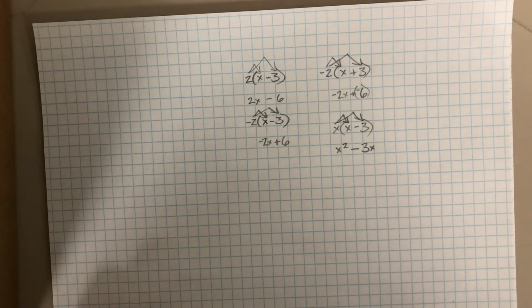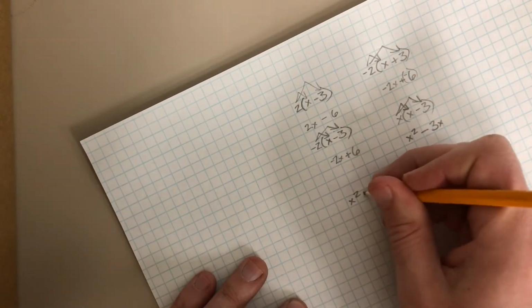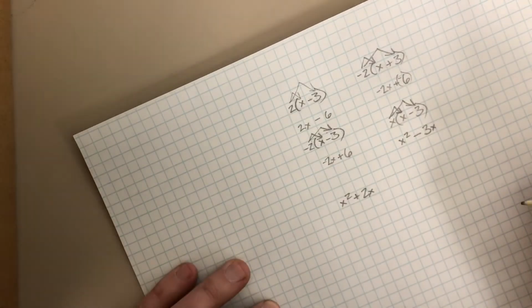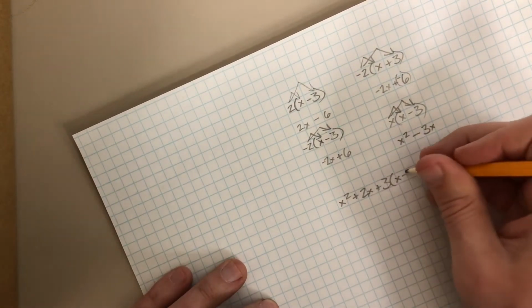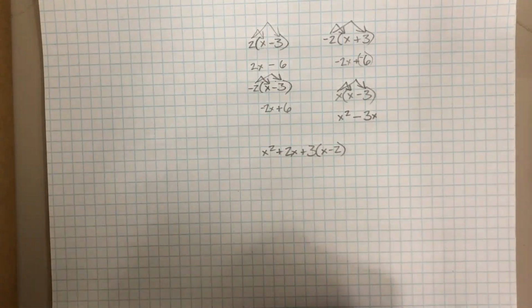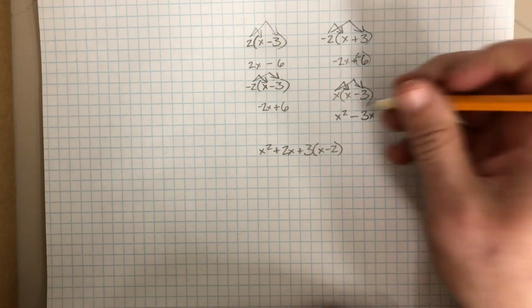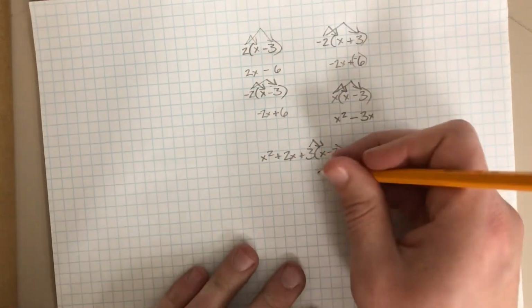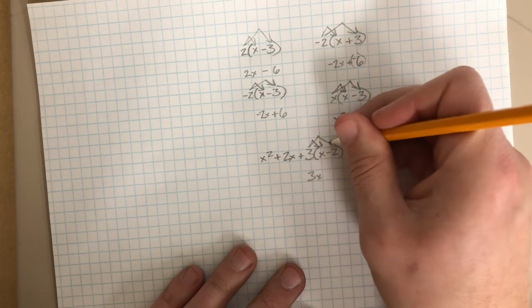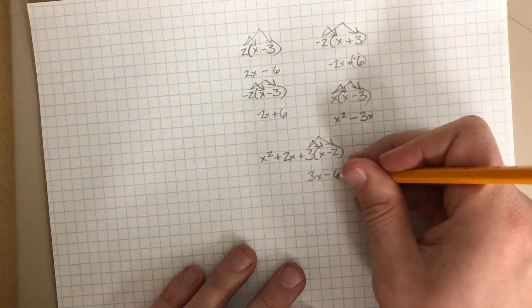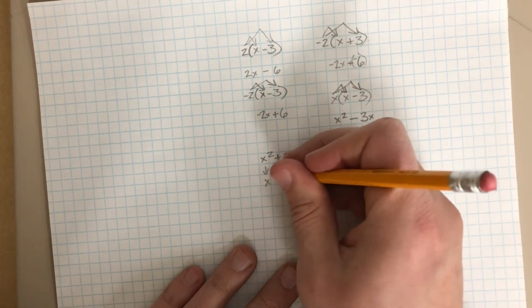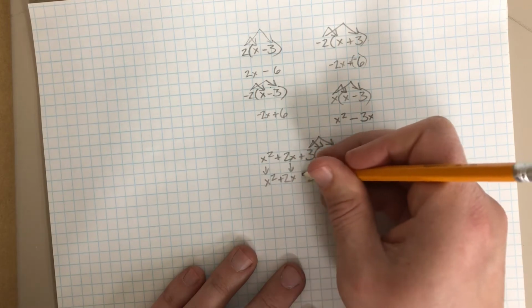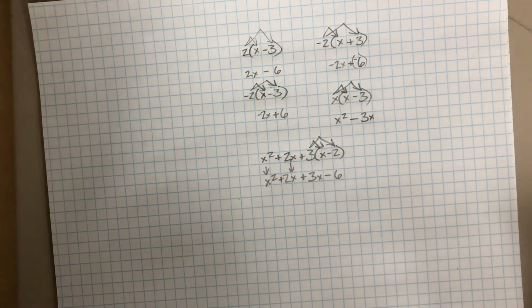All right, so let's look at example 3. It says simplify x squared plus 2x plus 3 times x minus 2. Okay, so I'm going to start with the distributive property here. 3 times x is 3x. 3 times negative 2 is negative 6. And I'll bring the rest of these down. So I got x squared plus 2x plus 3x minus 6.